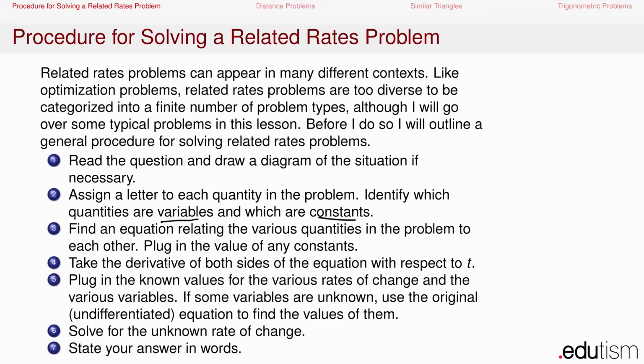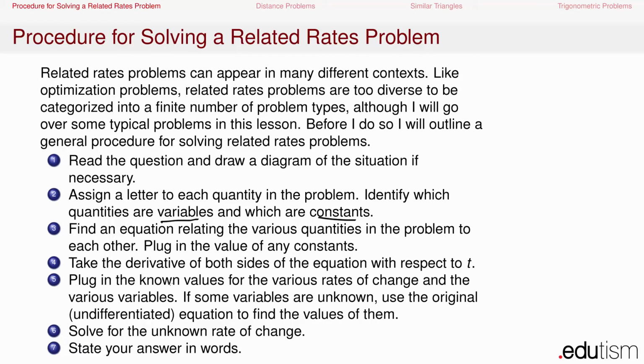If we plug in the value of a variable too soon, before we take the derivative, what's going to happen is we're going to get a derivative of 0, where we should have a derivative of h prime, a prime, x prime, etc. The fourth step is to take the derivative of both sides of the equation with respect to t. When I say take the derivative with respect to t, it means if you see an x, we treat it as a dependent variable, not as an independent variable.